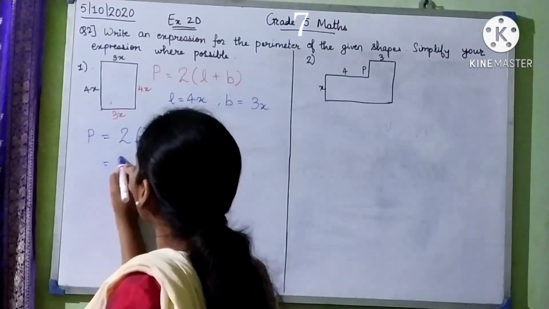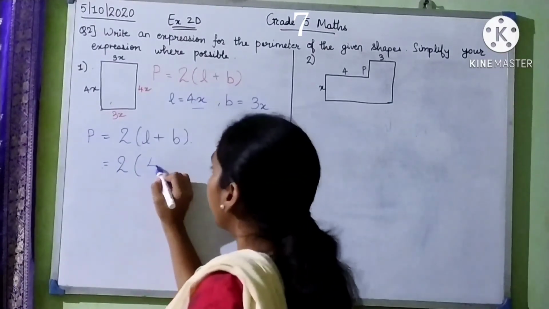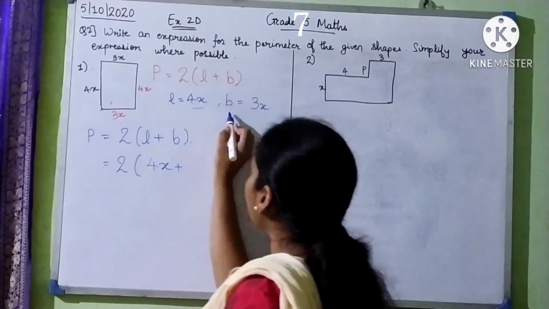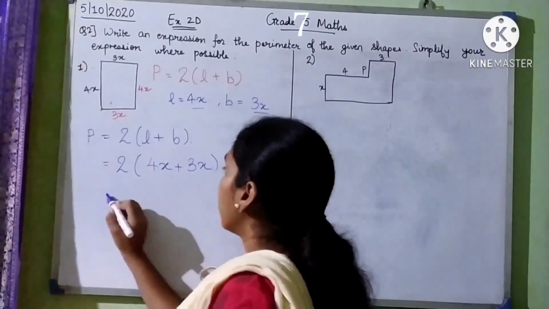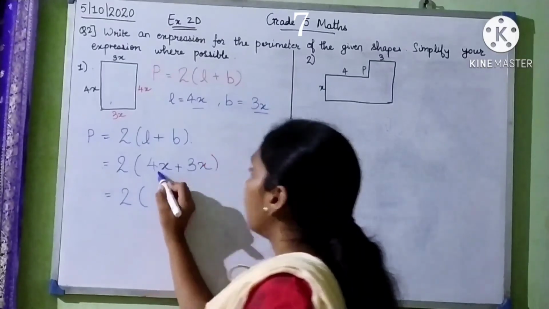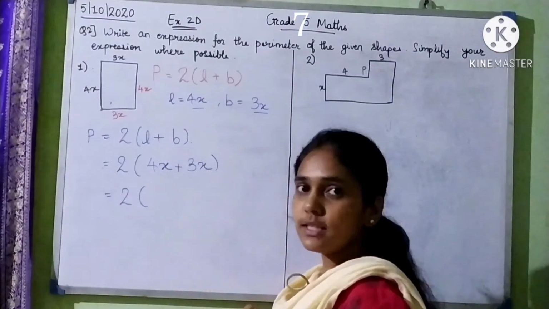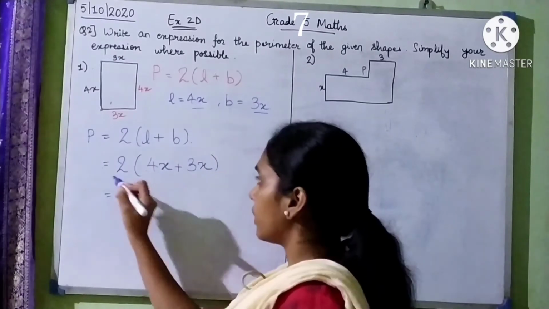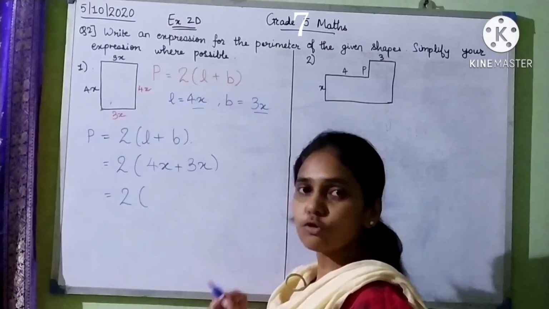So what is L? L is 4x. So I put 4x plus, now I put the value of B. B is 3x. So I write 3x. So this becomes 2 into (4x plus 3x). What is 4x plus 3x? 4 plus 3 is 7. We have seen this before. In the earlier exercises, we have seen how to solve these expressions.